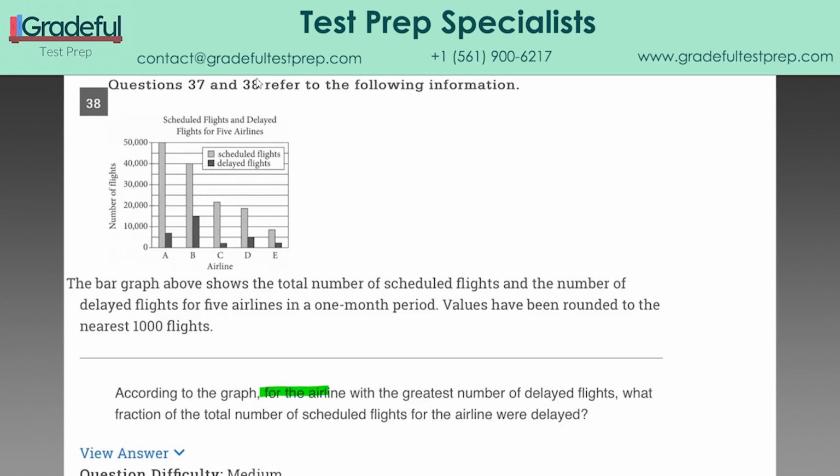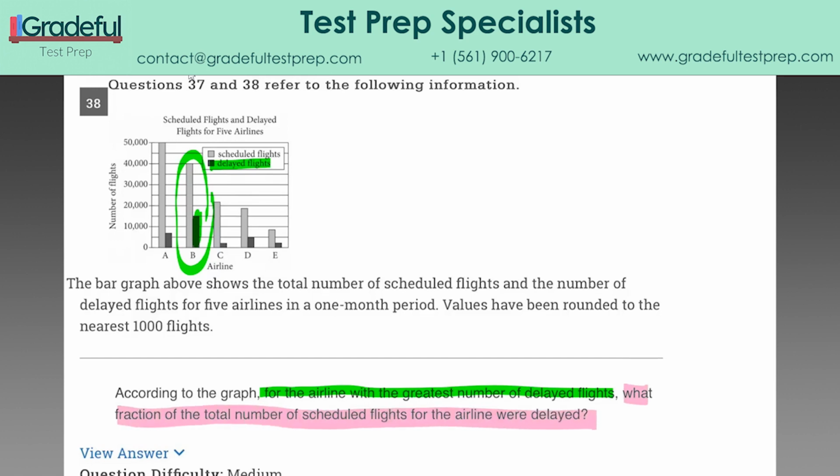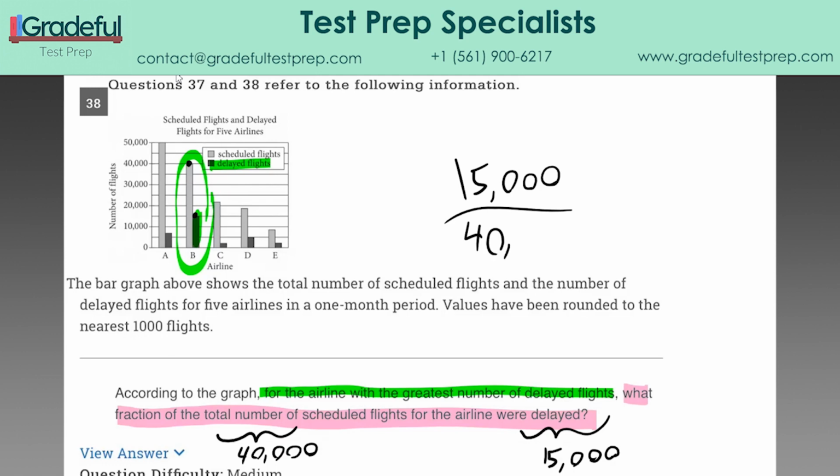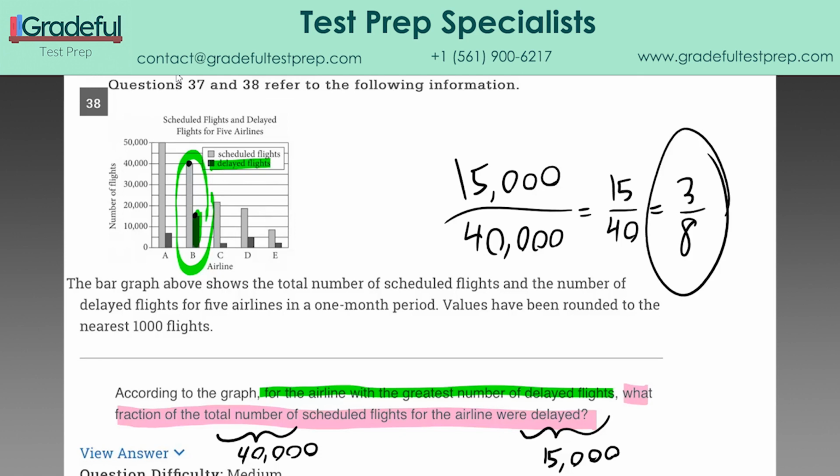Question 38 is saying for the airline with the greatest number of delayed flights, so the delayed flights are the darker bars, and so we're talking about airline B because the darkest bar there is the greatest. There, we're being asked what fraction of the total number of scheduled flights were delayed. So the total number of scheduled flights is right here, so that's 40,000. And how many were delayed? That's right here, which is 15,000. And so that's just 15,000 out of 40,000. We can divide them both by 1,000, so it's 15 over 40. Now we can divide them both by 5, and that's 3 over 8. And that's our answer for number 38.